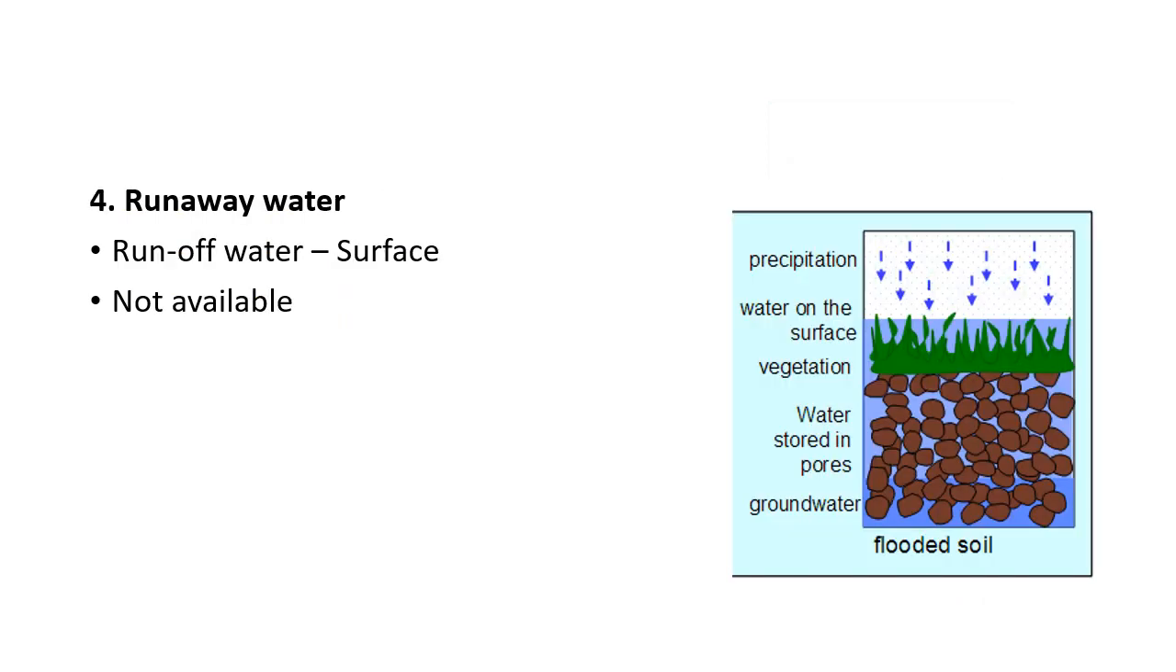The fourth one is runaway water. In the case of any excessive rainfall or precipitation, the excess rainwater just gets washed away from the surface. Hence it can also be called surface runaway. This water is not at all available to the plants to absorb. It can be seen in a flooded soil or flooded field condition, where we can see a continuous runoff of the excessive rainwater.